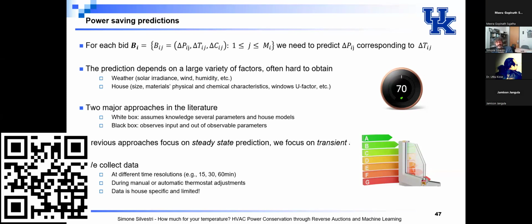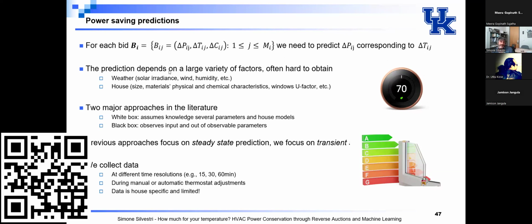At the same time, there are also external parameters, such as the solar irradiance, the wind, and the humidity, that also affect that. So there are generally two approaches in the literature to deal with this. One is the white box, in which you have a bunch of equations in which you need to put all these parameters and then get the energy saving, but this is kind of impractical. So we follow here the black box approach, in which you have a machine learning model that you train over time with your house, and then you use it once a new data point is available.